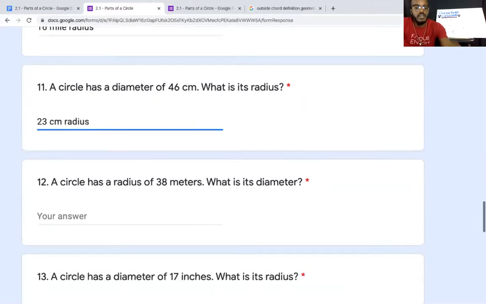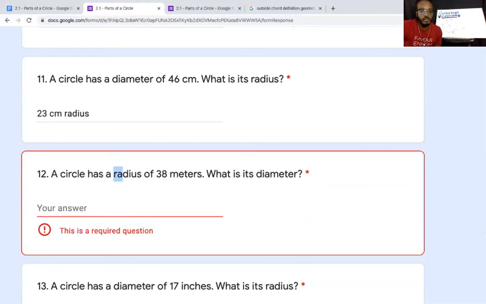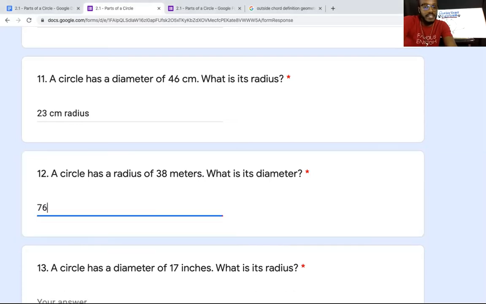The circle has a radius of 38 meters. What is its diameter? Make sure that you're paying attention between radius and diameter so that you won't make that mistake. If it has a radius of 38 meters, that means I'm going to multiply this times 2. 38 times 2 gives me 76. It has a 76 meter diameter.